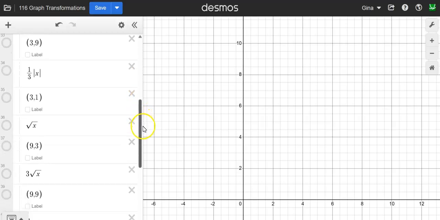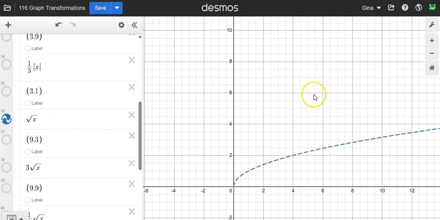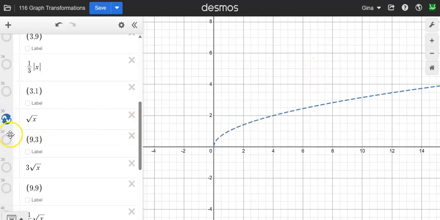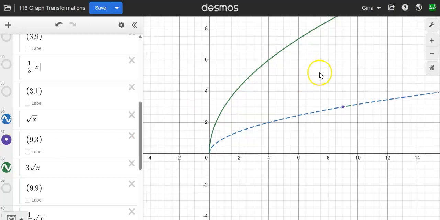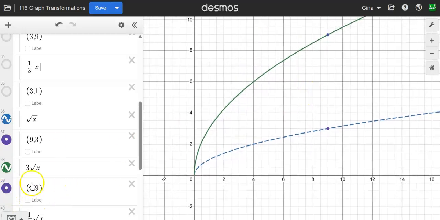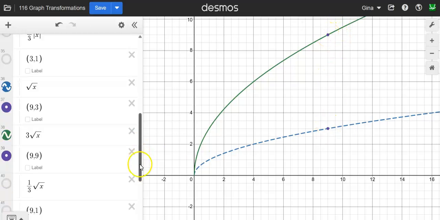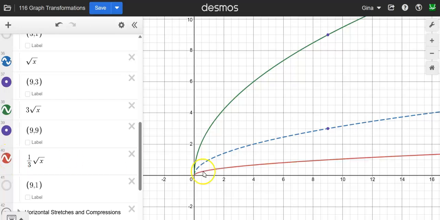Let's look at the square root of x. Here's our parent graph. We'll use the point 9, 3 for reference. Multiplying by 3 on the outside is going to stretch the graph up, and that reference point, plugging 9 in, is going to have 9 as its output rather than 3. If I multiply by a 1/3 on the outside, the graph is not growing as rapidly, and plugging in 9 gives us only 1 as the output.